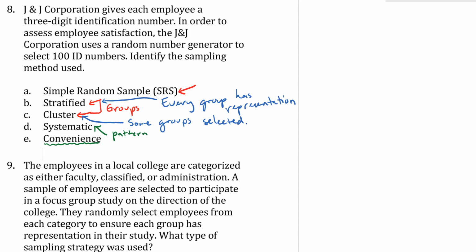In this case, it looks like we just have all these ID numbers, and we're just trying to select 100 of them. So everything's in one big group. We're just selecting out 100 out of that group. So any 100, it doesn't matter which group of 100 we choose. So that's just a simple random sample.